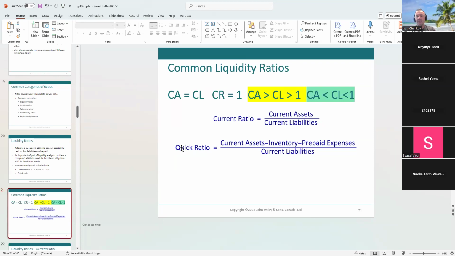Prepaid expenses, the logic there is, for the insurance that you paid for the entire year, on a business that is going to continue operations and you're not planning to close it, the chances you will ask for that insurance money back are pretty much zero. For that reason, prepaid expenses are excluded from the calculation of the quick ratio.